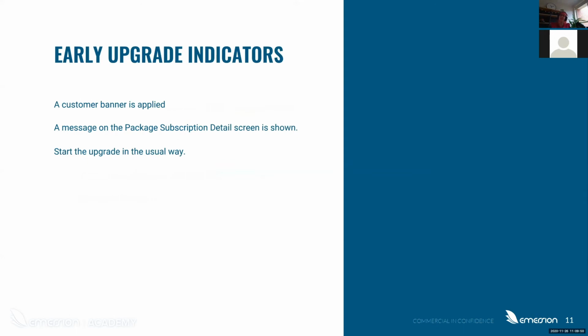A couple of indicators occur within Cumulus. The first thing we do is put a customer banner, which is applied to the top of the customer record, between the nav bar and the tabs. We often display notifications up there if things are important. We include a customer banner there, and there'll be a message on the package subscription screen, and users can start upgrading in the normal way.